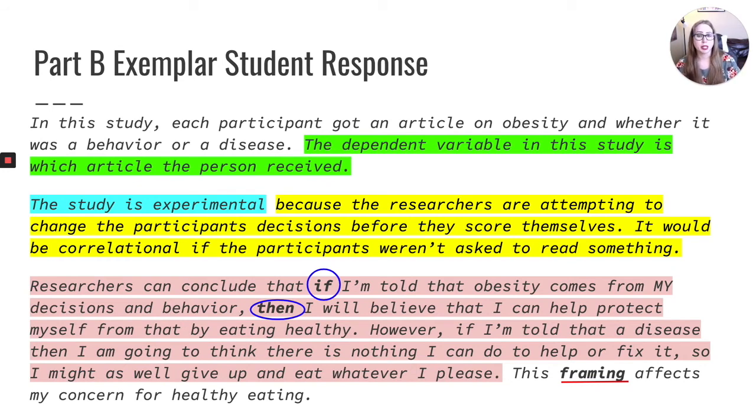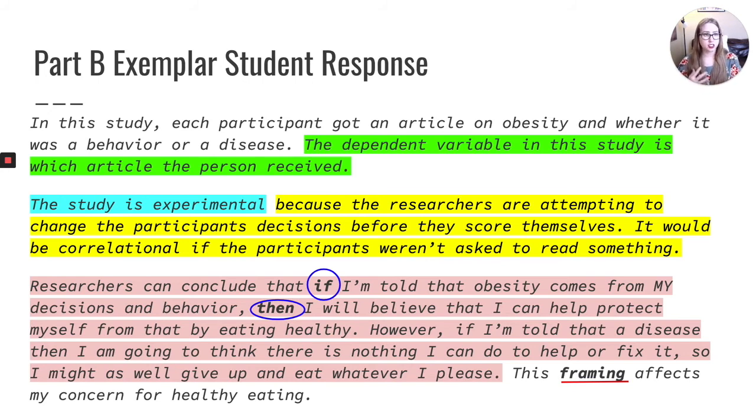This study is experimental because the researchers are attempting to change the participants' decisions before they score themselves. It would be correlational if the participants weren't asked to read something. Okay, boom, they've answered their second bullet point. They've said the study is experimental, they've explained why, and they also went the other step to explain what would make it correlational, just to really make sure they get their point here.